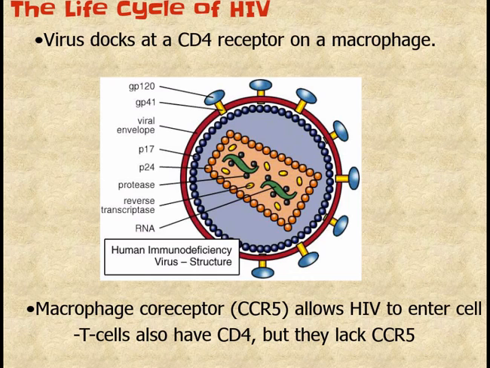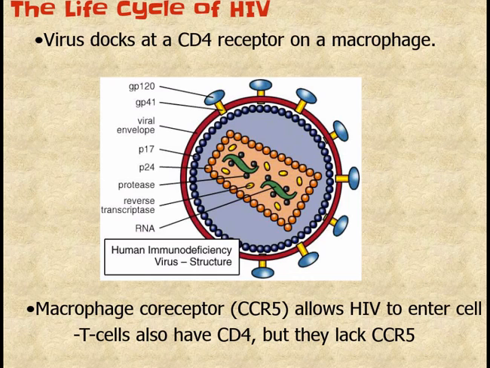Let's take a few minutes right now just to explain exactly how HIV works. First of all, when a person is infected and the HIV virus makes it into the body, the virus stops or docks at a very specific receptor on a macrophage. The receptor is called a CD4 receptor. The macrophage has another receptor called CCR5. It is the combination of the two receptors, CD4 and CCR5, that allows the HIV to enter into the macrophage.